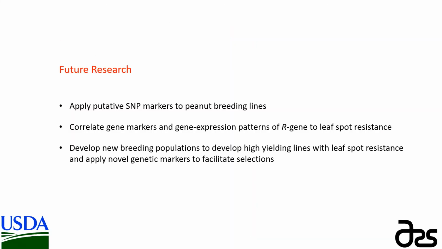In our ongoing and future research, we plan to extract genomic DNA from lines that show resistant versus susceptible to leaf spots, and to apply these SNP markers to these lines, then to correlate the homozygosity or heterozygosity of these markers and the gene expression patterns of the R genes to leaf spot resistance for verification.